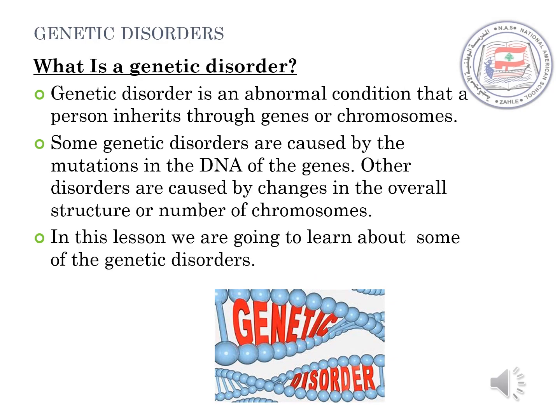What is a genetic disorder? A genetic disorder is an abnormal condition that a person inherits through genes or chromosomes. Some genetic disorders are caused by mutations in the DNA of the genes. Other disorders are caused by changes in the overall structure or number of chromosomes. In this lesson, we are going to learn about some of the genetic disorders.